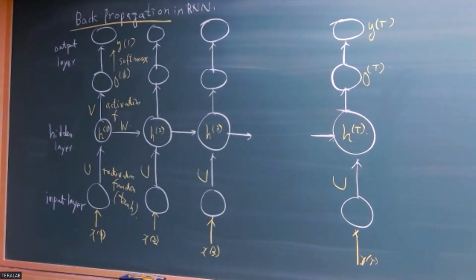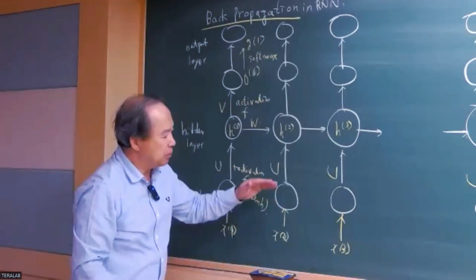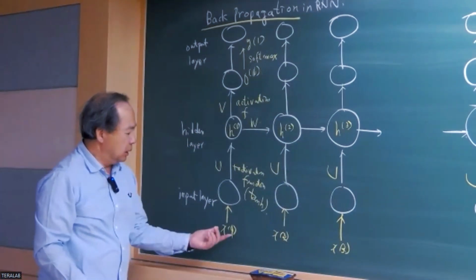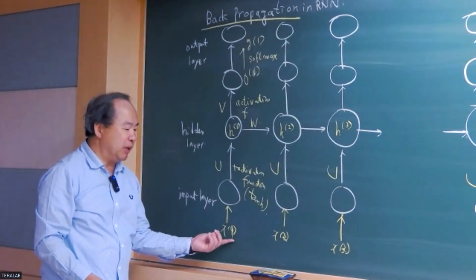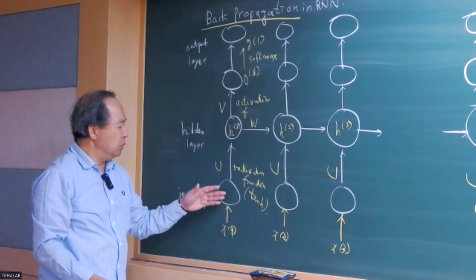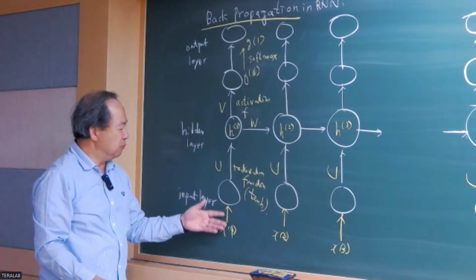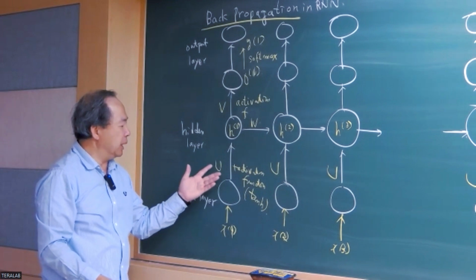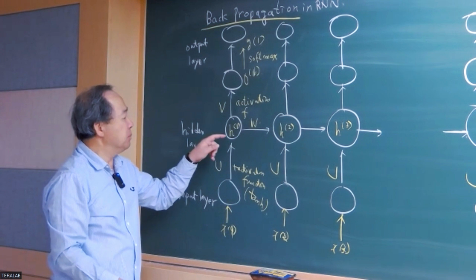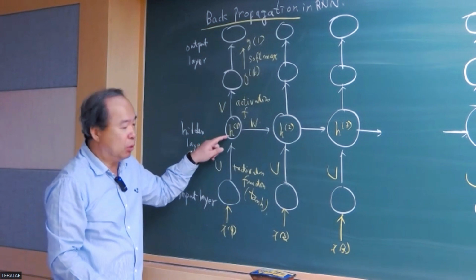Let me introduce it once again. The input vector will be supplied to the network sequentially. And at the initial stage, the X1 vector will be supplied to the input layer. Then we will multiply this input vector with the matrix W, and it will go through the tangent hyperbolic function. And that is going to be the hidden layer at stage 1.